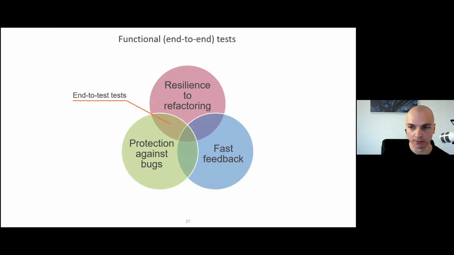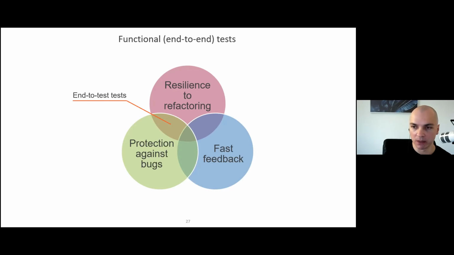And if we draw our first 3 metrics components as these circles, then we can put end-to-end tests in the intersection between resilience to refactoring and protection against bugs. So they provide you with good resilience to refactoring, with good protection against bugs, but they lack speed. They don't provide you with fast feedback.